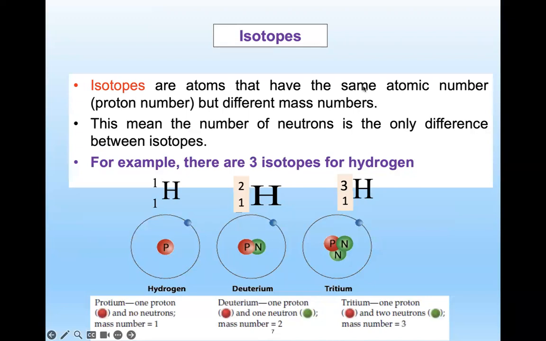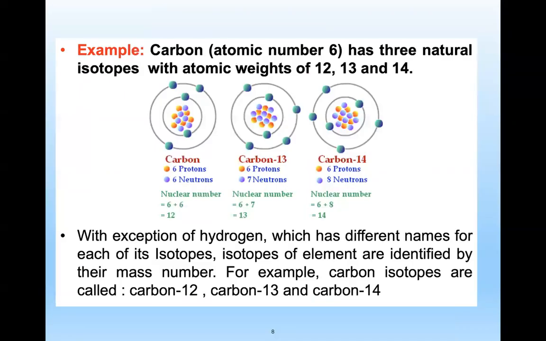Isotopes are atoms that have the same atomic number, which is the down one, which is the proton number. So the atomic number is the same, but the mass number is different. So you see, when you look, first look to the symbol and then try to get the conclusion.